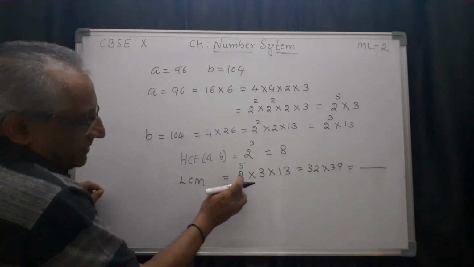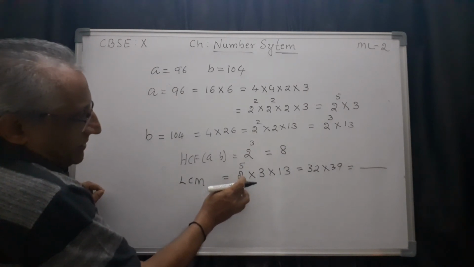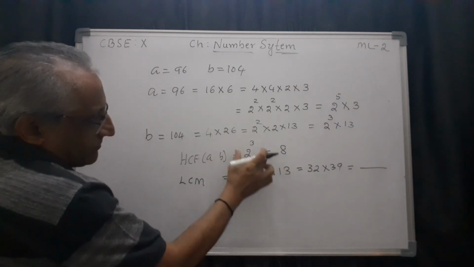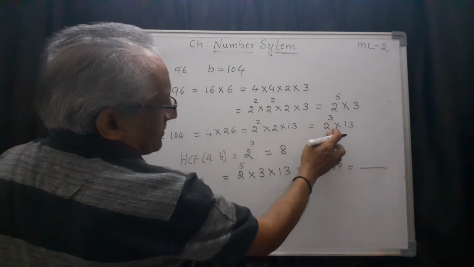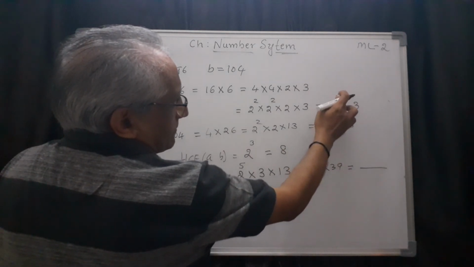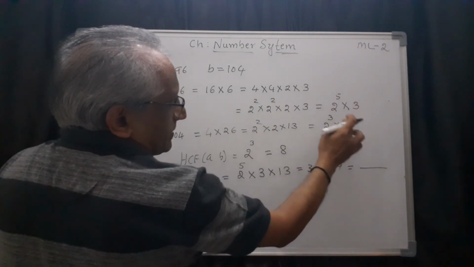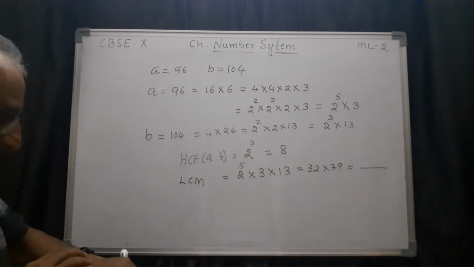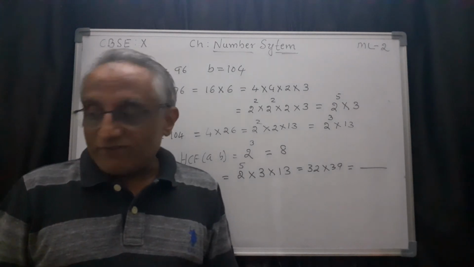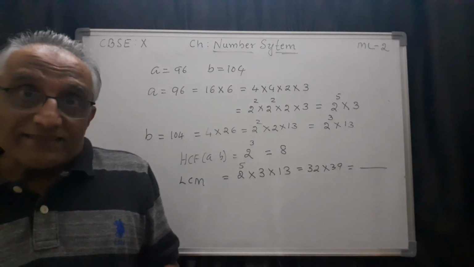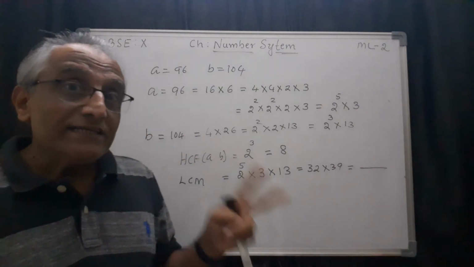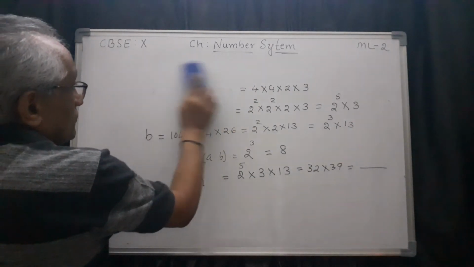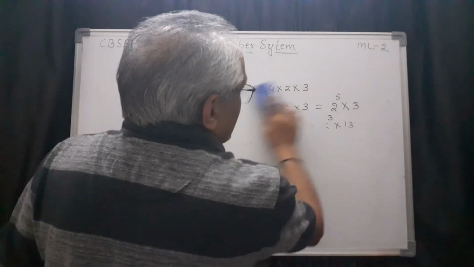See, for example, 2 power 5 into 2 power 3 is 2 power 8. Then 3 power 1. Then 13 power 1. When you multiply these two, here also you can check. 2 power 5 into 2 power 3 is 2 power 8, 3 into 13. So it is definitely correct. So this is the method of finding HCF and LCM. Now the question is this, can we do this for 3 numbers? That we shall see in the next class, but I will show you one small example before I conclude.